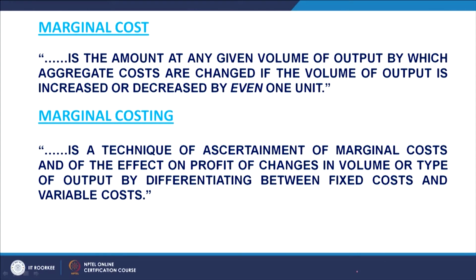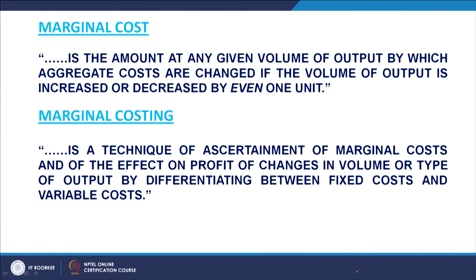Now, let us understand what the marginal costing system is and what we mean by it. Marginal cost means a little increase in the cost because of an increase in production. If you have a certain amount of production and you increase it by 1 unit, then the cost which increases because of the increase in production by 1 unit is called the marginal cost. In a way you can call it the variable cost. So, marginal cost is the amount at any given volume of output by which aggregate costs change if the volume of output is increased or decreased by even 1 unit.